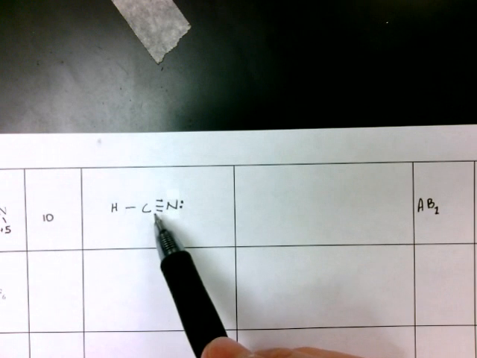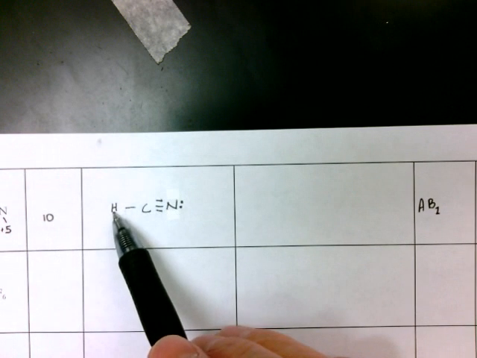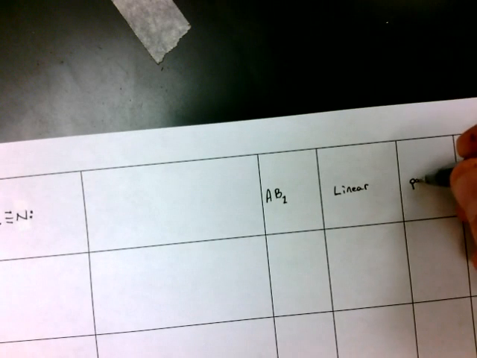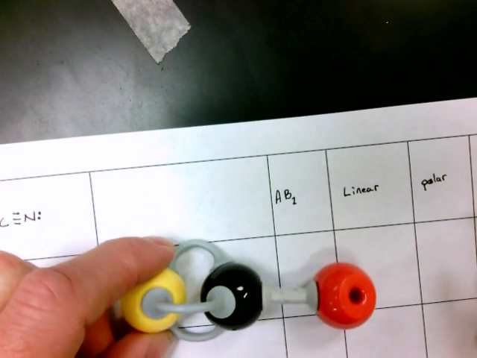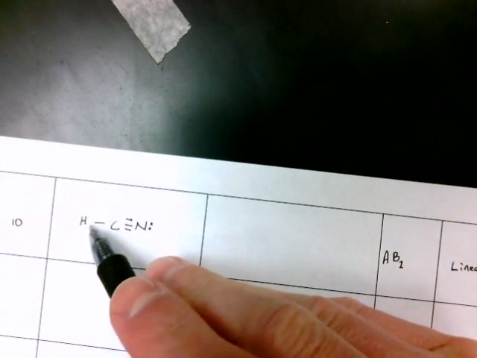Now, polarity, carbon has hydrogen on one side, nitrogen on the other, which means that there's going to be some degree of polarity to this. This one does have a triple bond, but this triple bond can't move because hydrogen cannot have any more electrons. So even though there's a triple bond and there might be resonance, this one cannot have resonance.